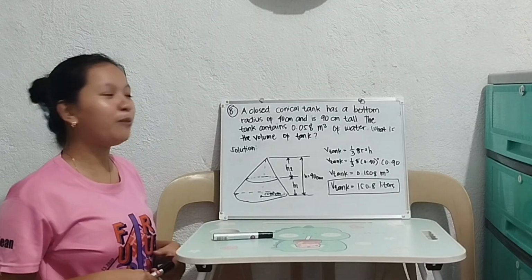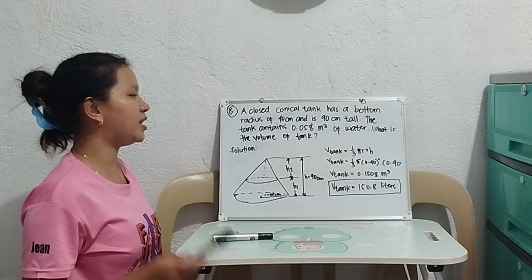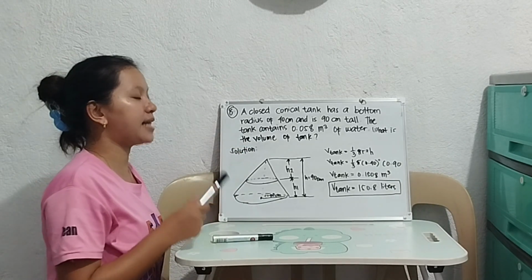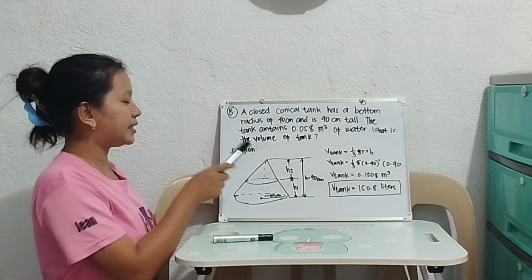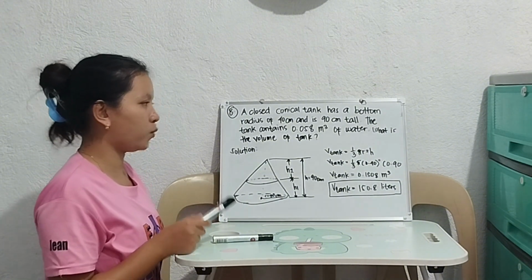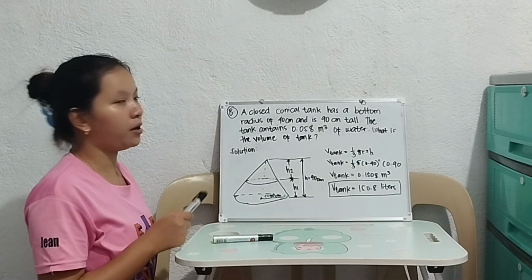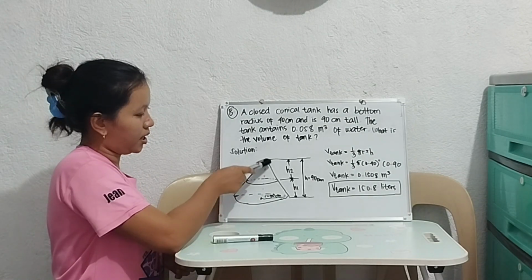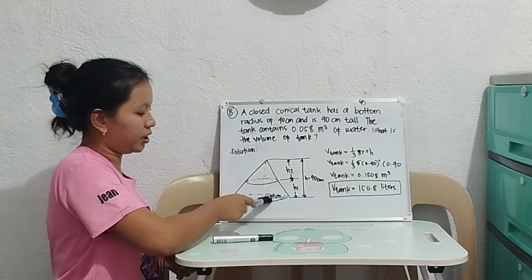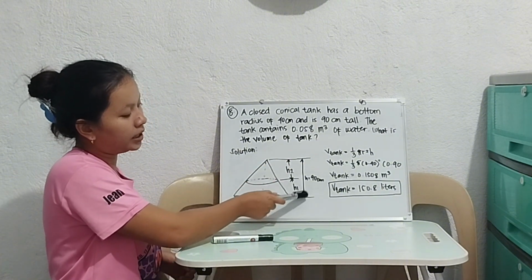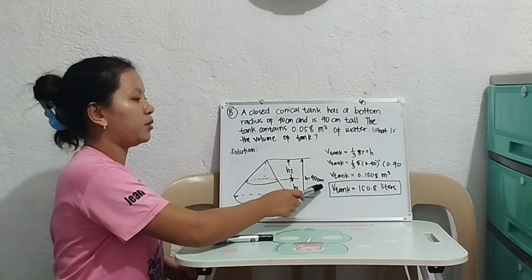Okay, so for problem number 8, a closed conical tank has a bottom radius of 40 cm and is 90 cm tall. The tank contains 0.058 cubic meters of water. What is the volume of the tank? So this is the figure of a closed conical tank, and then we have the radius here 40 cm, and the height 1 and height 2, and the overall height, which is 90 cm.